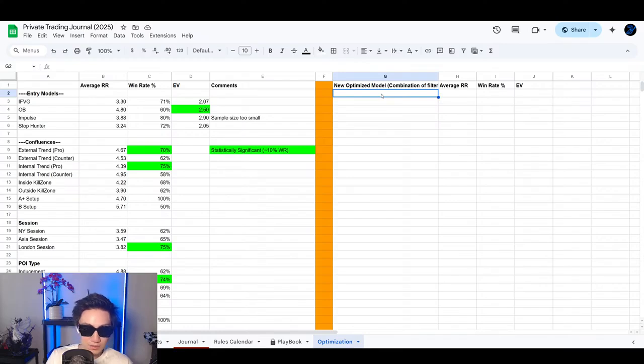Let's say you want to optimize by saying OB entry model plus, you only want to do external pro trend plus external or internal pro trend. I've actually never done this specifically, this one right here. So we'll see what it looks like. I don't want to make too many filters, so I probably overfit the data here, potentially.